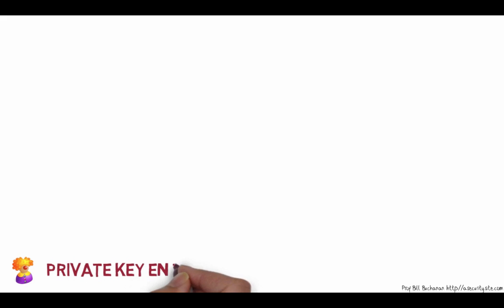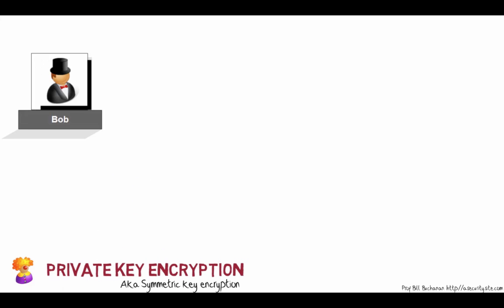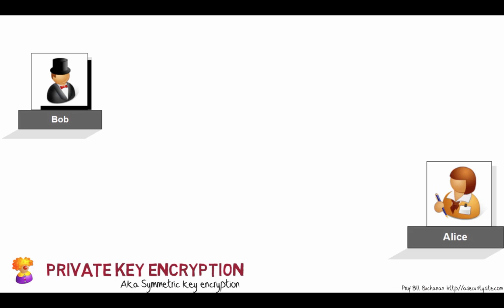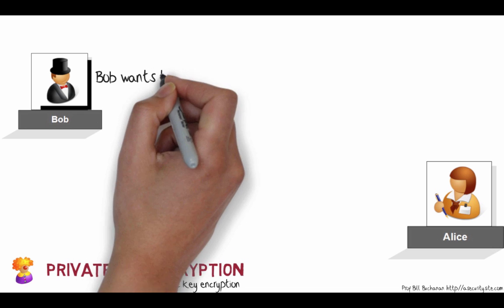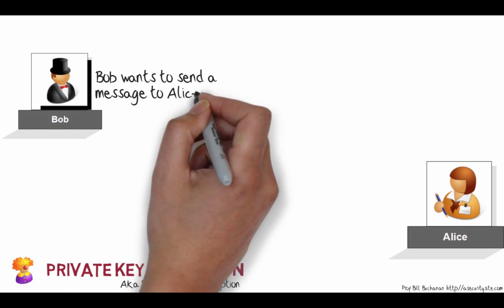Okay, so the first method that we'll have a look at in this presentation is private key encryption. It's otherwise known as symmetric key encryption. We only use one key. So let's bring Bob back, and where's Alice? There's Alice there. Okay, so Bob really wants to send a message to Alice.